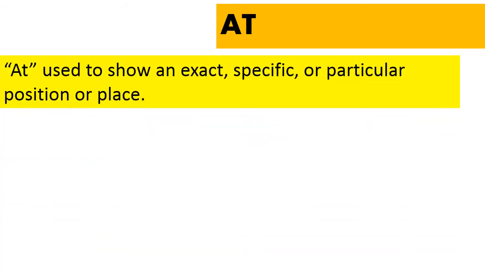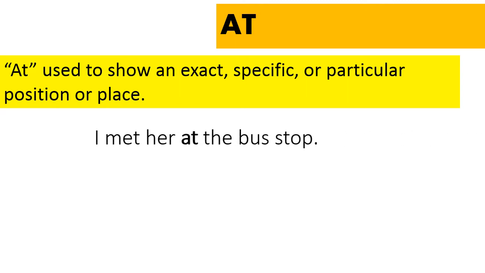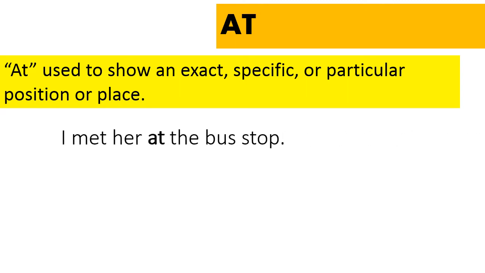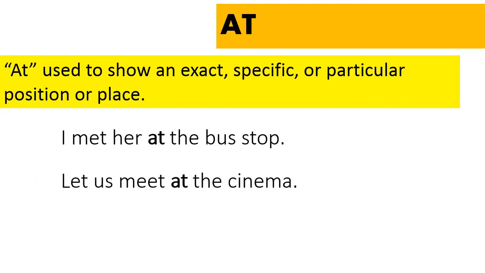Next, we have the preposition at. The preposition at is used to show an exact, specific, or particular position or place. Just like these examples. I met her at the bus stop. Let us meet at the cinema and look at the window. Can you see that these sentences contain an exact, specific, or particular position or place?